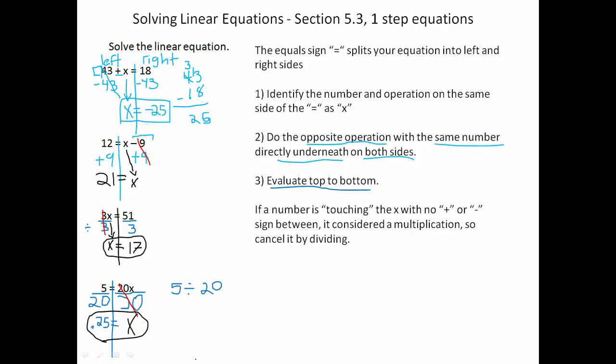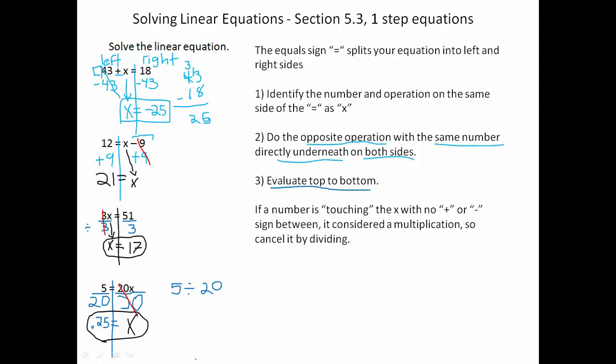All right, to summarize, solving equations from section 5.3, these are all what are typically called one-step equations because you're going to be solving them in one phase, even though that is split up into 3 different parts here. You're going to identify the number that's on the same side of the equal sign as x. Figure out what that number is that's with the x and what operation is going on with it. You're going to do the opposite operation with the same number directly underneath on both sides. So cancel an addition with a subtraction, a subtraction with an addition, and a multiplication with a division.